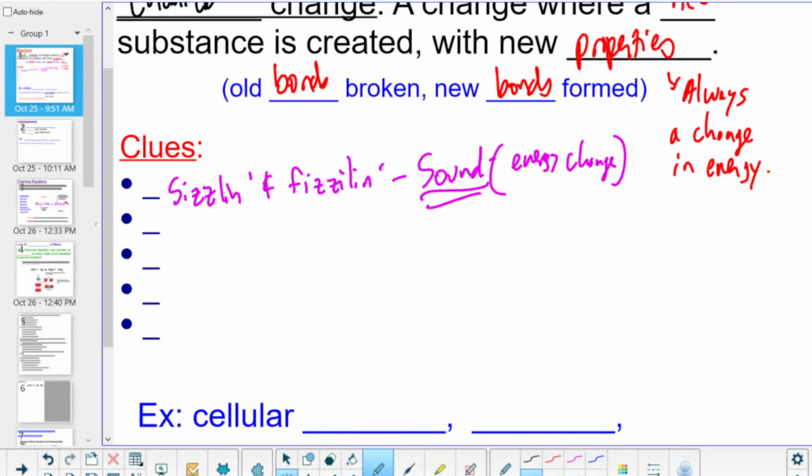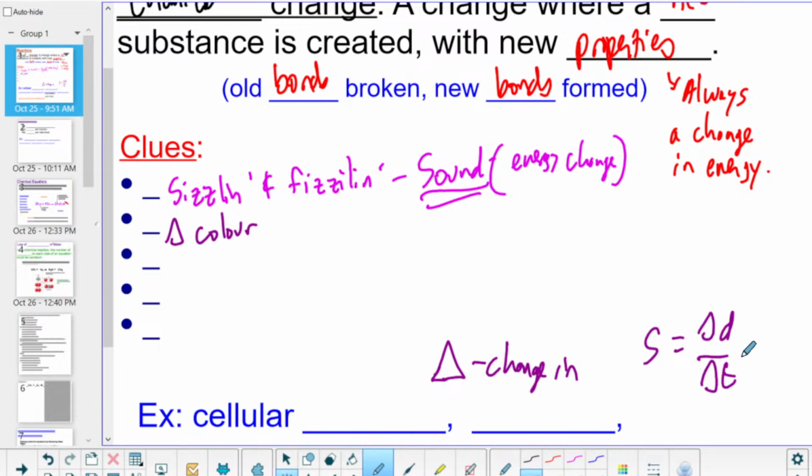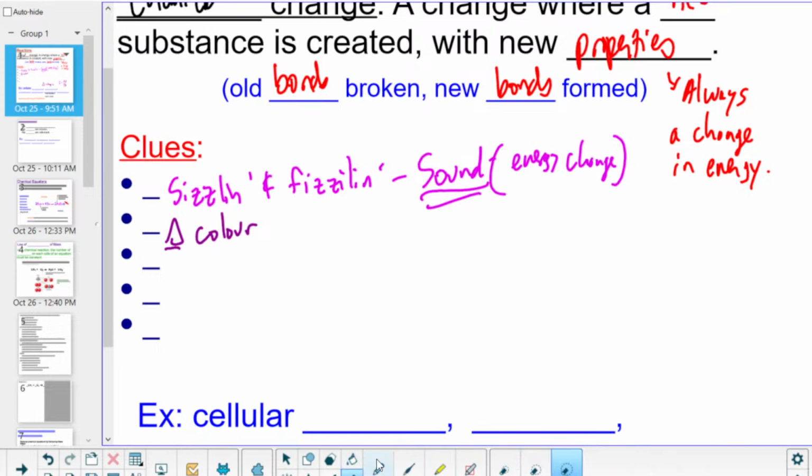I'd say a change in color, an appearance. Changing color? I'm going to start doing this. Do you know what this means? Change. Have you seen this? Like speed is equal to the change in distance over the change in time. So I'm just using it here as a shorthand to mean change, so I don't have to write that every time. You can do that too.